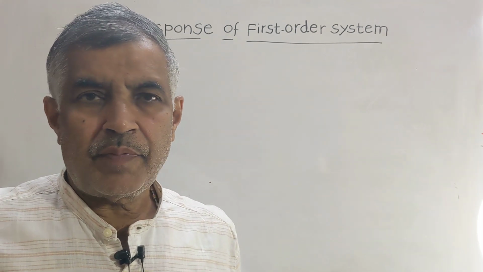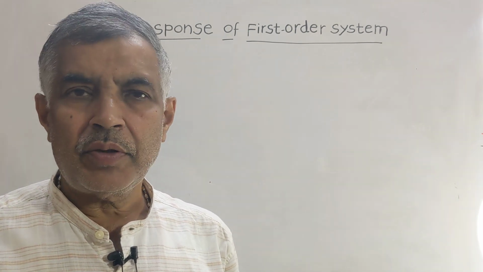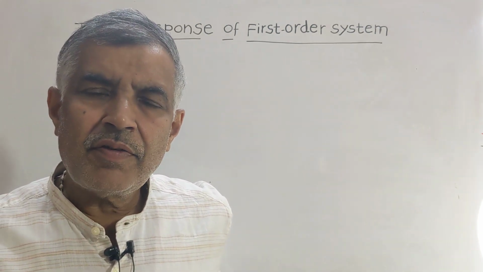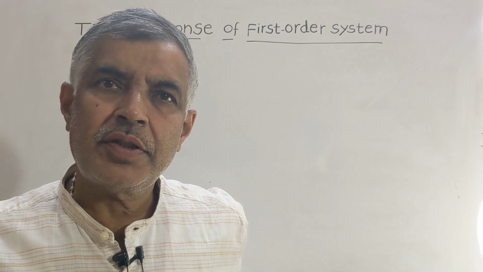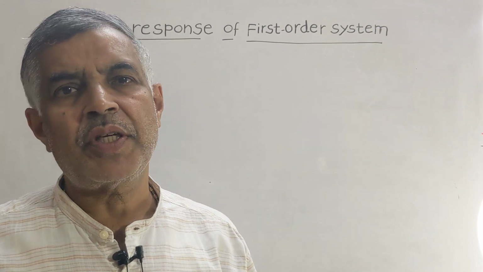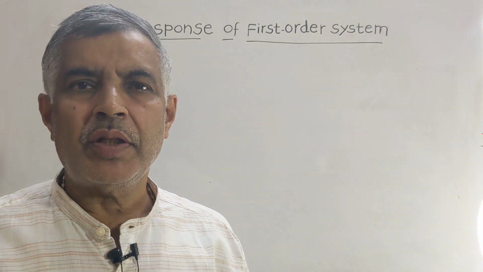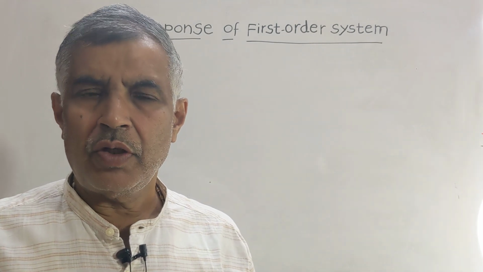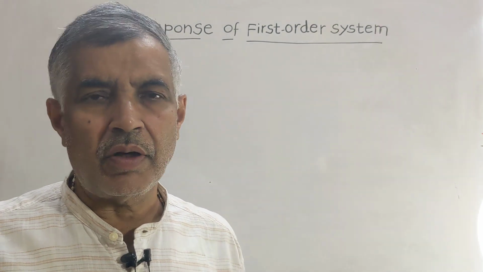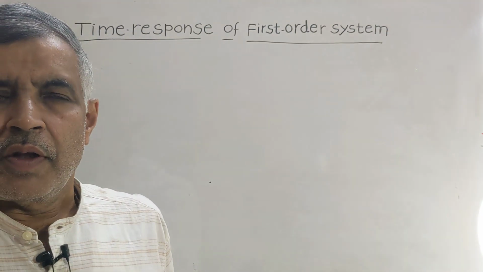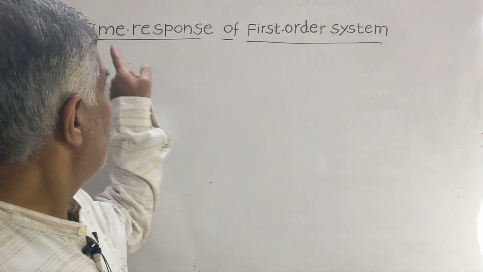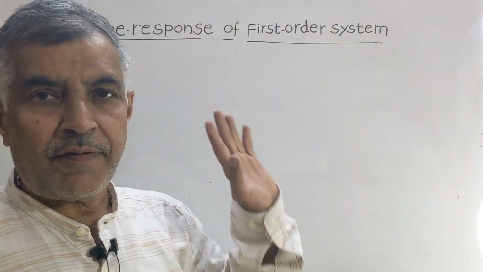In the last class, I explained about the test signals that are used in time domain analysis of control system. The three test signals are step signal, then ramp signal, and then parabolic signal. You can also include impulse signal. Now, to continue further in this chapter, time response of first order system.